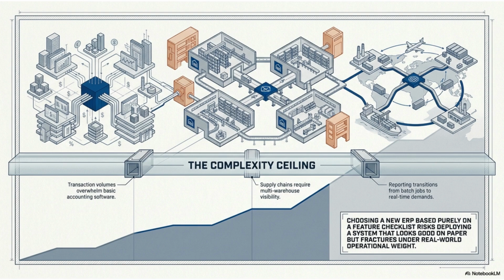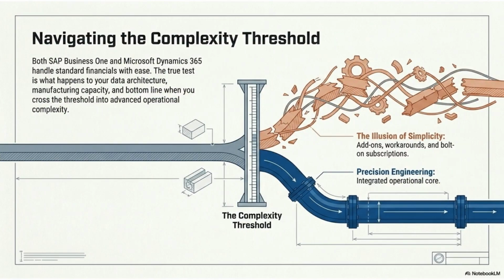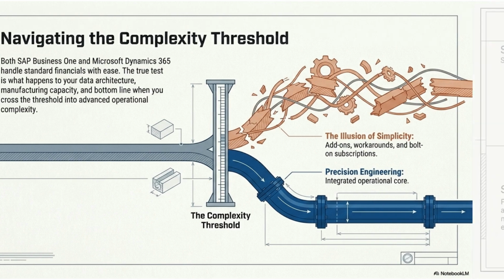Standard accounting software can struggle with high transaction volumes and the real-time reporting needs of complex supply chains, leading to operational fractures. The challenge is navigating the complexity threshold. While both systems manage standard financials well, they differ significantly when you cross into advanced operational needs, where add-ons can create an illusion of simplicity.